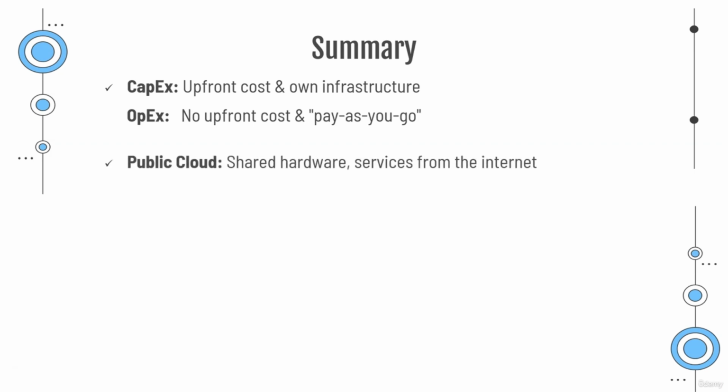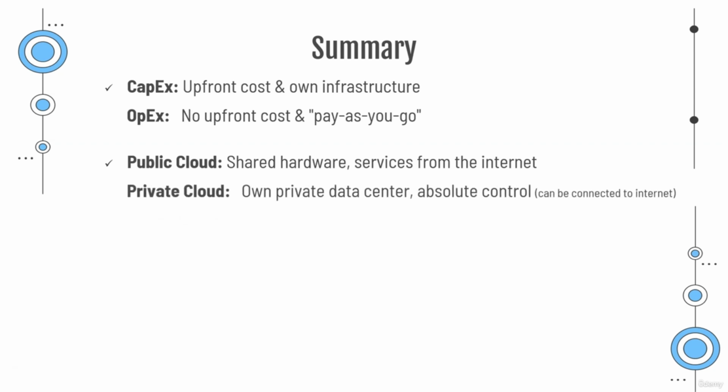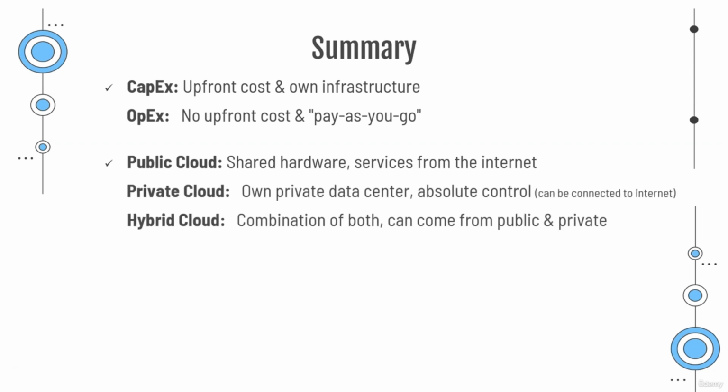Then we have talked about public cloud versus private and hybrid cloud. So public cloud, we share the hardware with other tenants and we access the services from the internet through the cloud. But then we have also the private cloud, which is usually our own data center. So this is owned by us. We actually do own the hardware, and like this, we have absolute control.